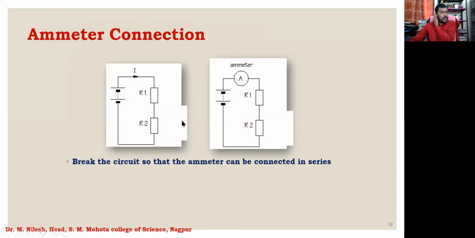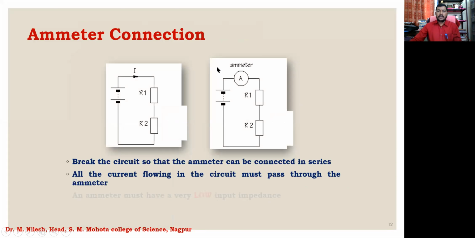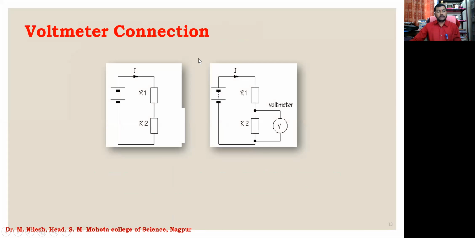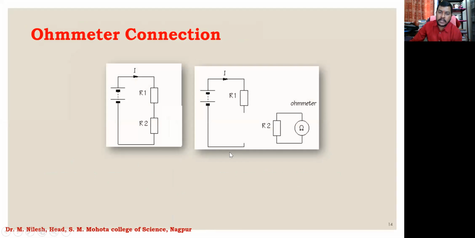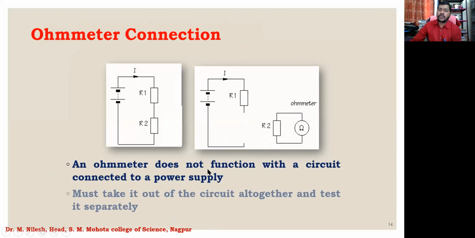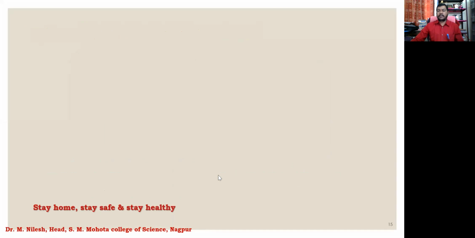Then we have ammeter connections. Ammeter is connected in series. The resistance of the ammeter should be low, and the voltmeter is connected in parallel. The input impedance of the voltmeter must be very high. Ohm meter connection, the resistance is to be taken out of that. So these are all the connections that we have studied.